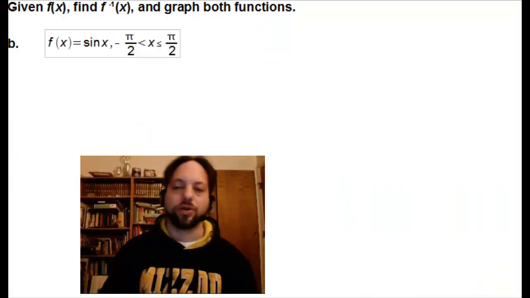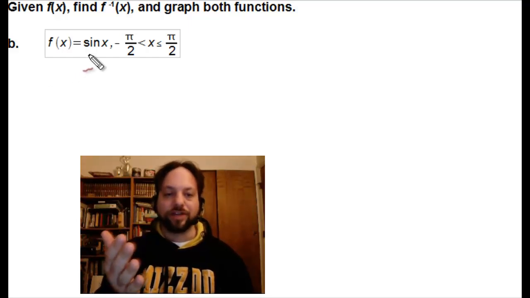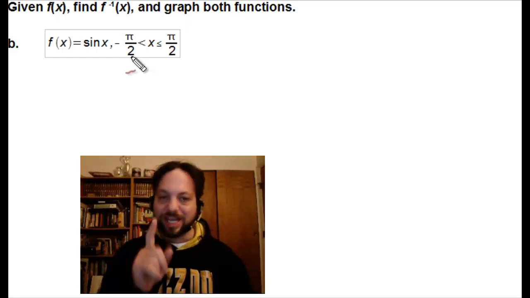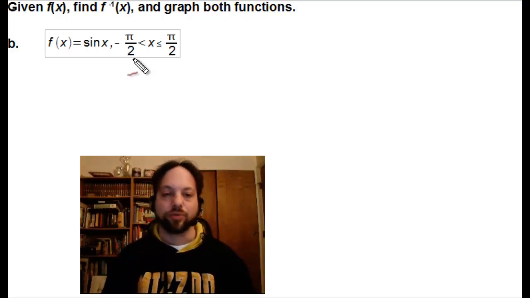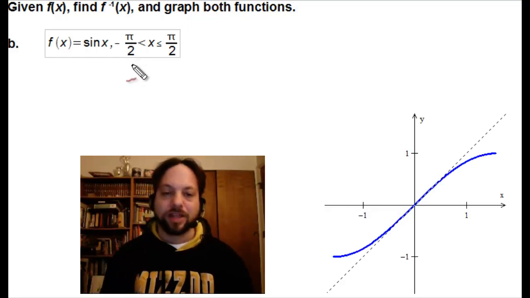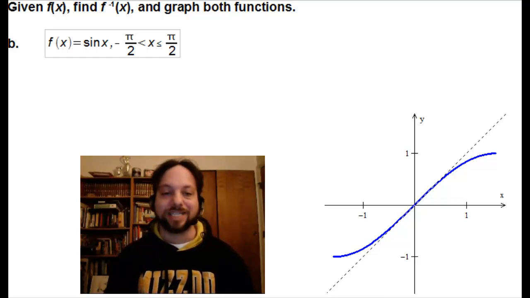So here we go. We're going to do one more of these inverse functions. You see that our original function given is sine of x, and we are given a domain restriction on this. And that is for a very, very important reason. Let me show you by showing you the graph right here. There it is. And with that domain restriction, notice that we do pass the horizontal line test.